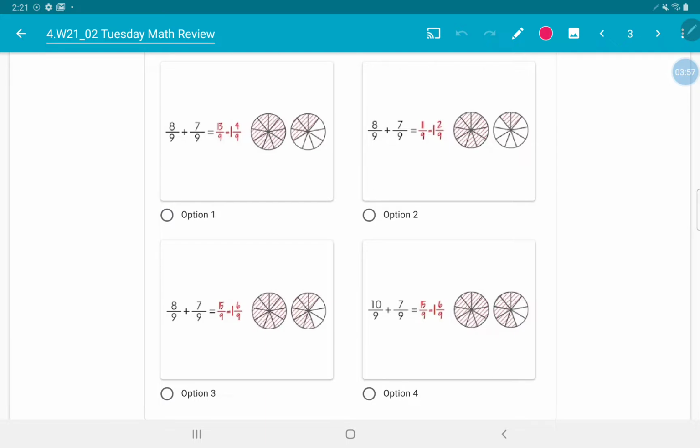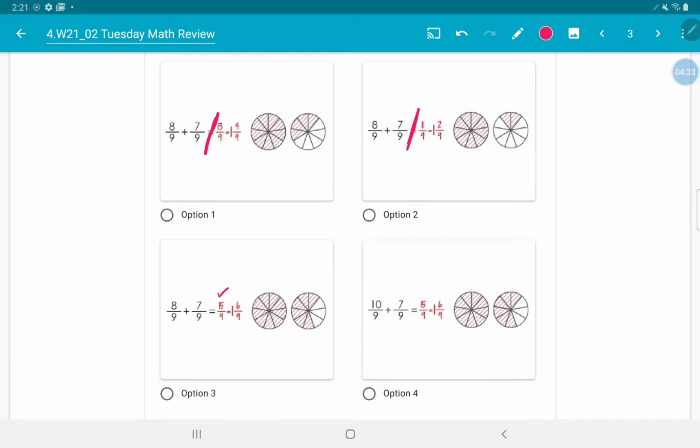Option 1, I have 8/9 plus 7/9. What's 8 plus 7? 15. 8/9 plus 7/9 equals 15/9, not 13/9. Option 2 says that 8/9 plus 7/9 equals 11/9. So that one can't be true either. Option 3, I have 8/9 plus 7/9 equals 15/9. So that's true so far.